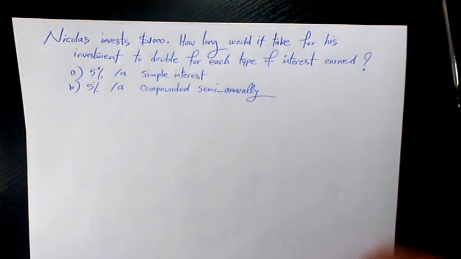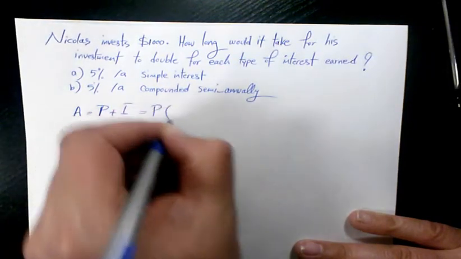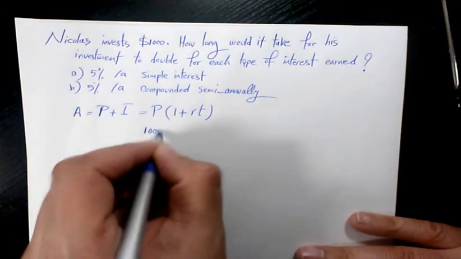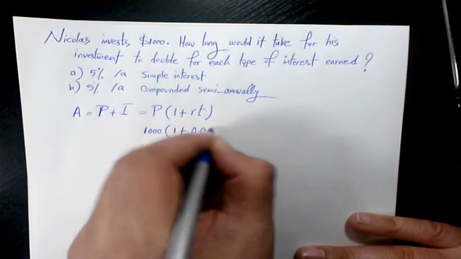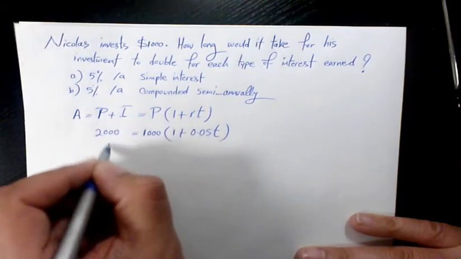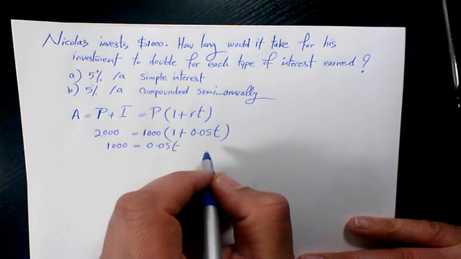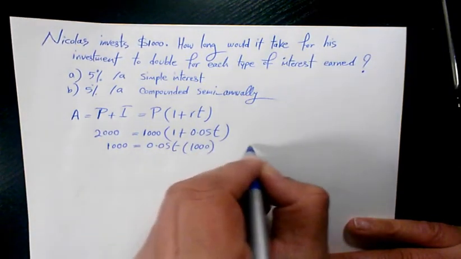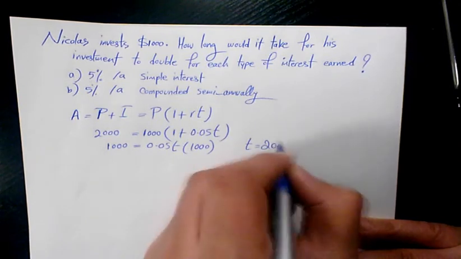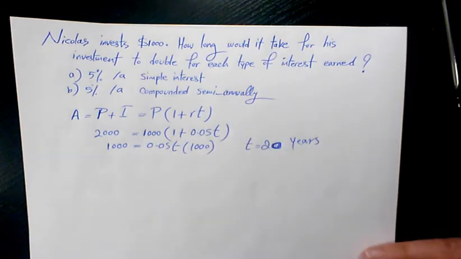So let's start with the simple interest. For simple interest, we said A equals P times (1 plus RT). So it's going to be 1,000 times (1 plus 5% times t) has to be equal to 2000. It means that 1000 equals 0.05 times t times 1000. So t, if you calculate it, is going to be 20 years. It takes 20 years to double by simple interest.